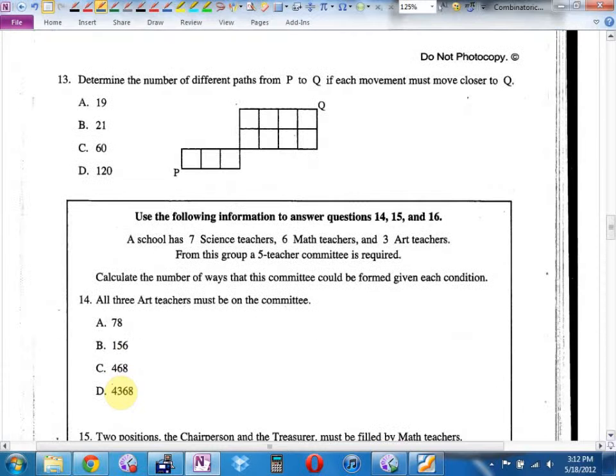13. Hey, pathway problems. Is that a regular pathway problem, or is that a Pascal's triangle? This is a regular pathway problem. It is, because there's no overlap between these two. I can treat them both separately.